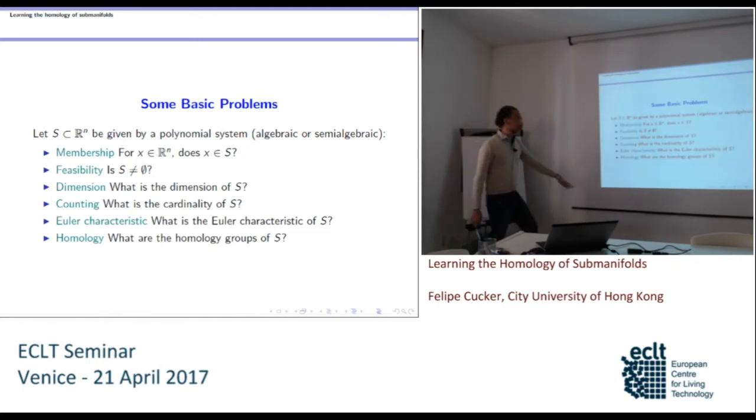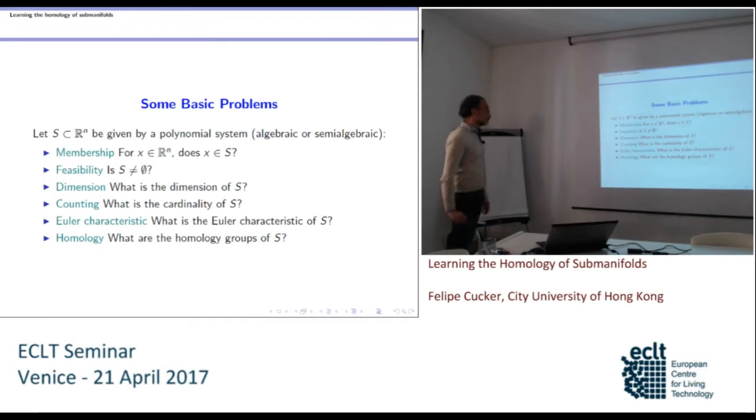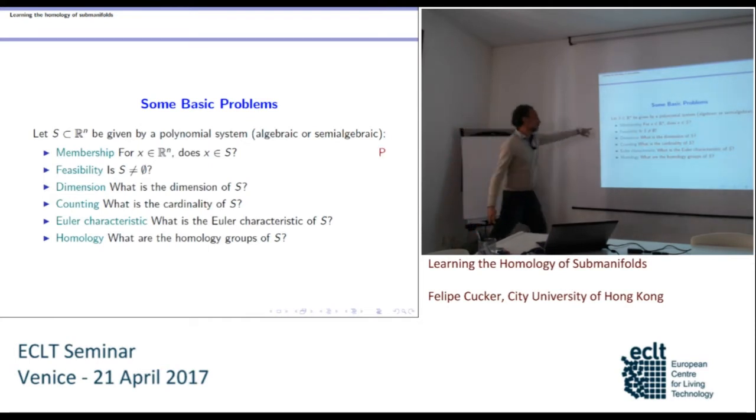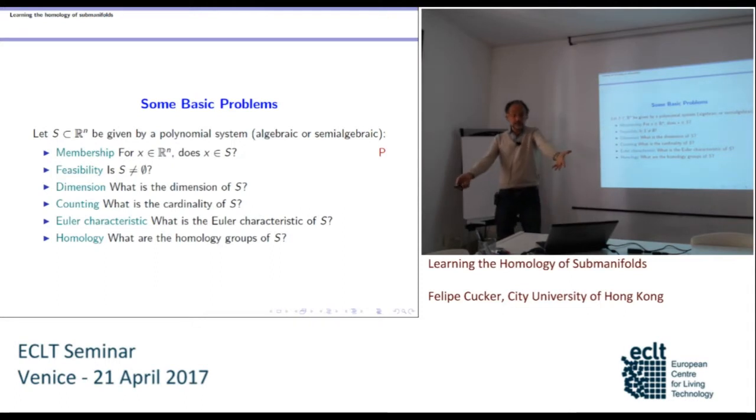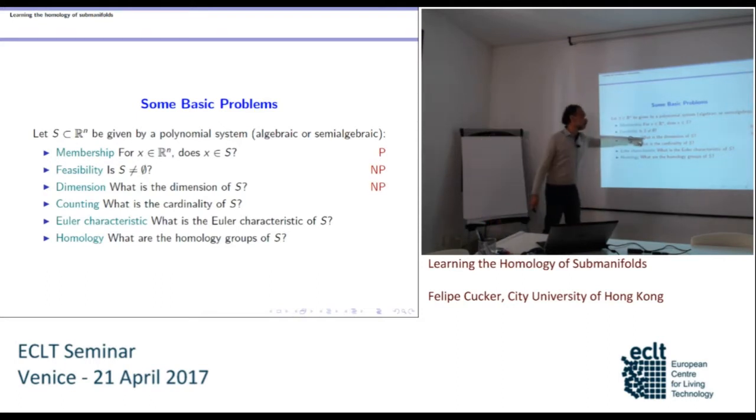What are the homology groups of S? That's what we were talking about a few minutes ago. Well, this is in P. Very easy. You just plug the X into the equations and you see whether it satisfies the equations or doesn't. This is in NP. It's more delicate, more difficult. How do I know when something is empty or is not empty? This is also in NP, interestingly, because it looks more difficult, and yet the level of difficulty is exactly the same.